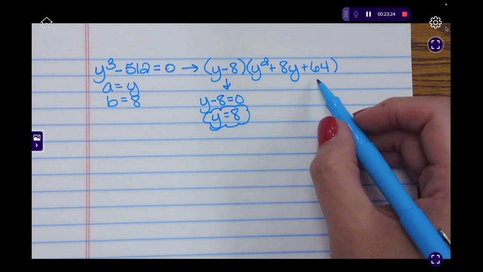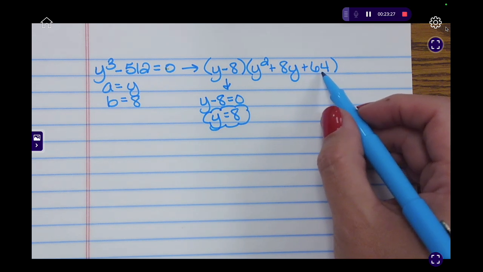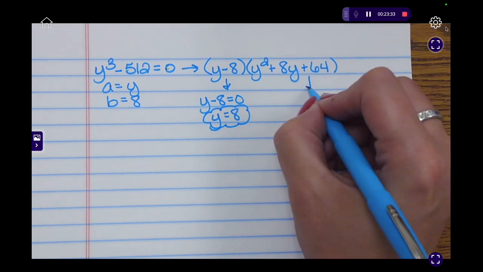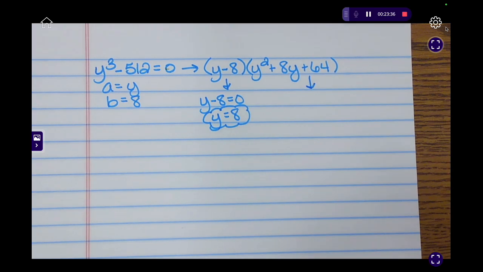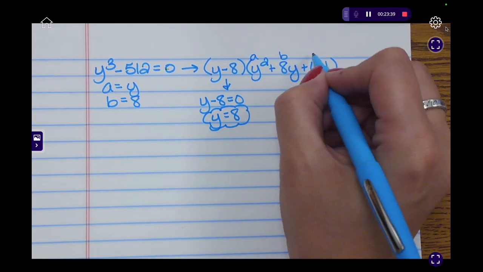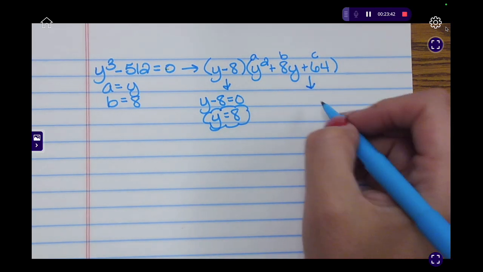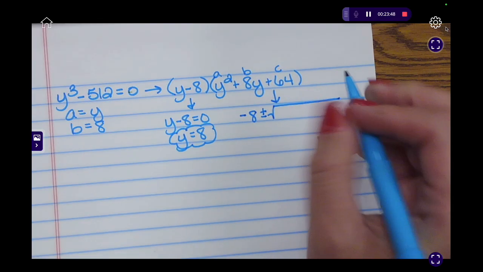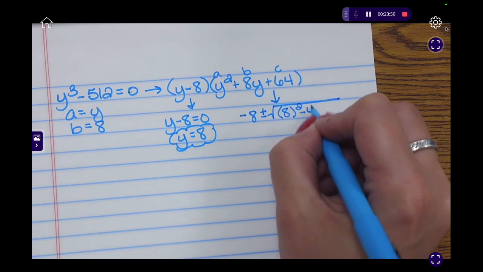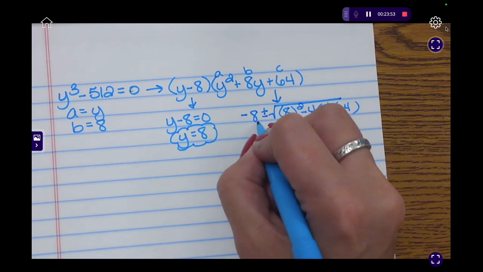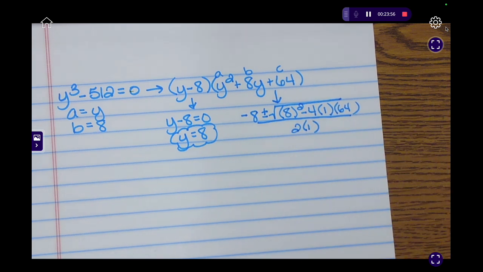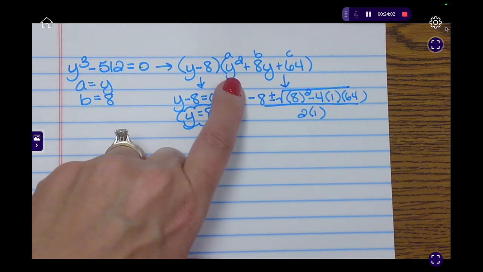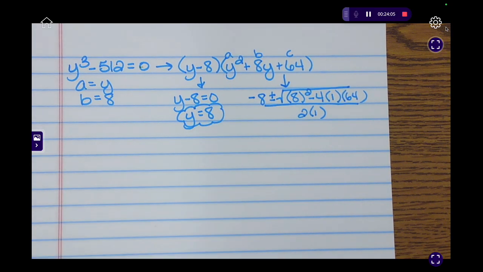Here, I can't factor this anymore. So looking at this, there's nothing that multiplies to give me 64 and adds to give me 8. So that means I'm going to solve this one by the quadratic formula. So remember, this is your a, your b, and your c in the quadratic formula. So the quadratic formula is the opposite of b plus or minus the square root of b squared minus 4 times a times c all over 2 times a. So a little bit of a review from quadratic formula, because this one I cannot factor it out anymore to get it down to the y's. So I have to solve this one by quadratic formula.